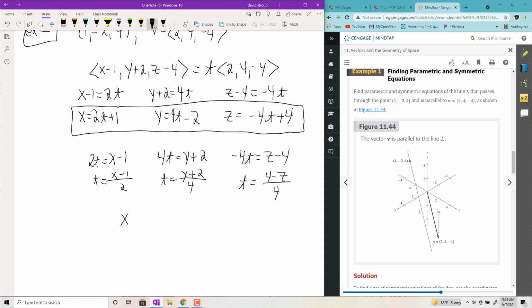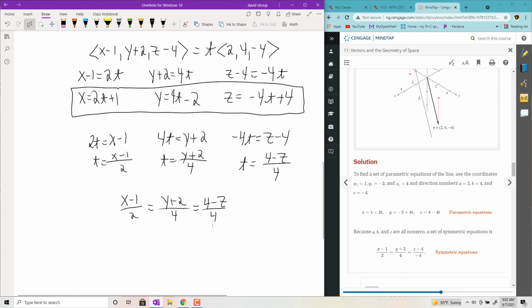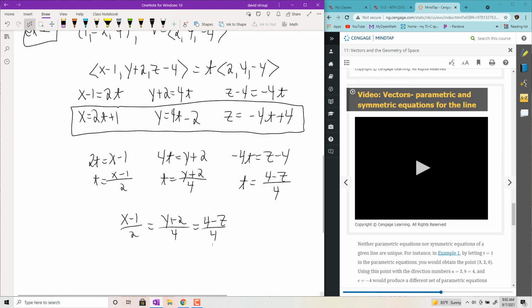And so our symmetric equations: x minus 1 over 2 equals y plus 2 over 4 equals 4 minus z over 4. So let's make sure that's right. Yeah, and I took the negative out of the denominator. I don't like the negatives in denominators. Okay. 2 plus 1, negative 2 plus 4t, 4 minus, okay, looks good.